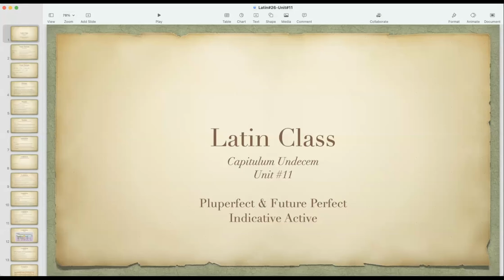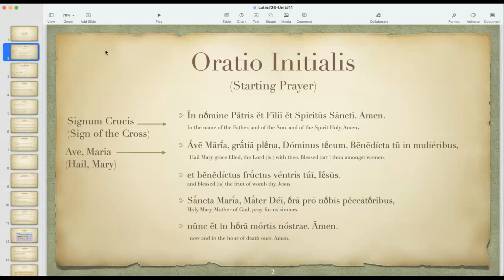All right, this is on chapter 11, the Pluperfect and Future Perfect Indicative Active, both of which are pretty easy tenses. So let us begin with our opening prayer.